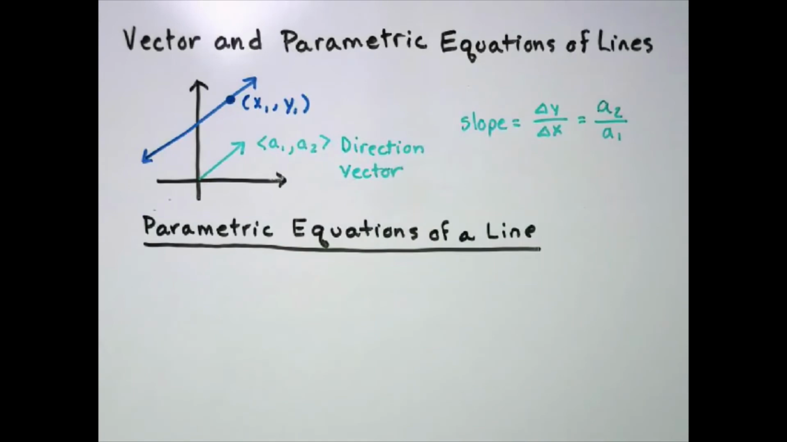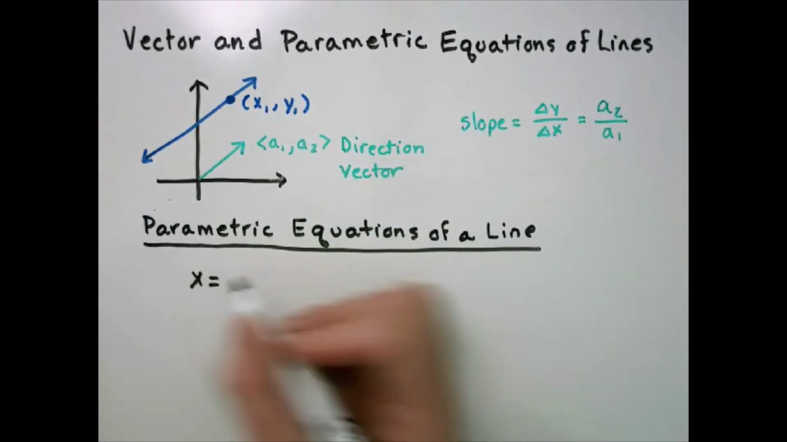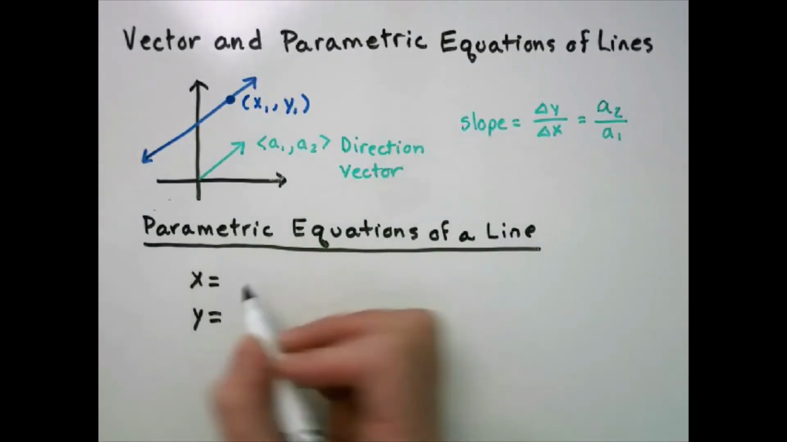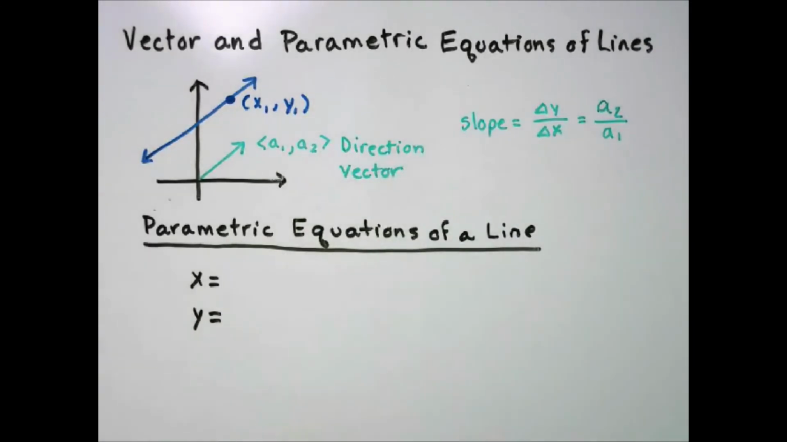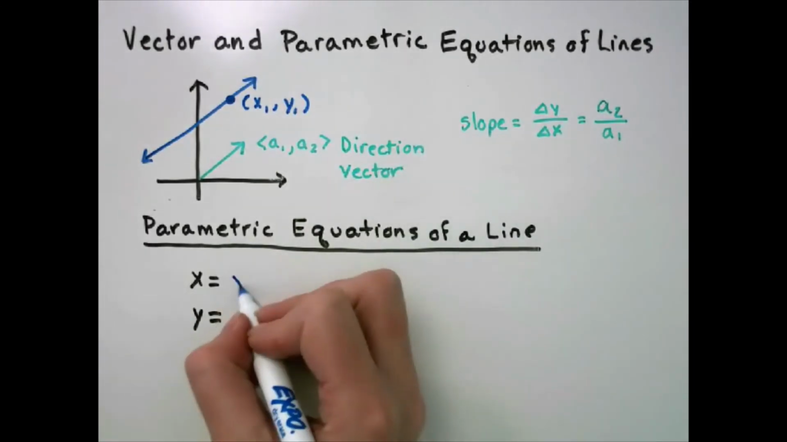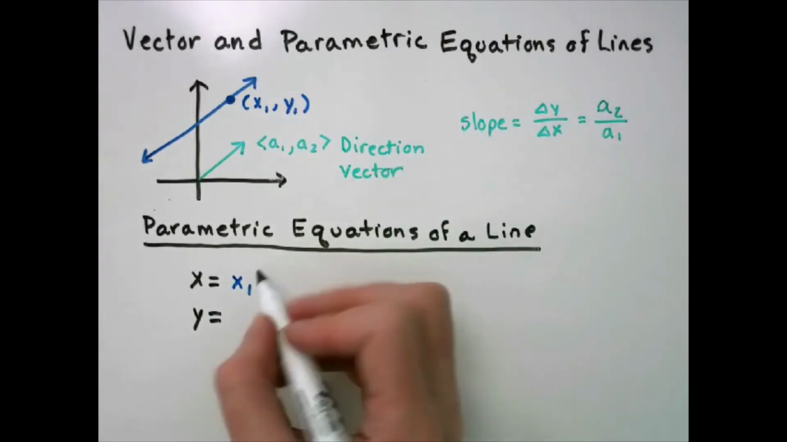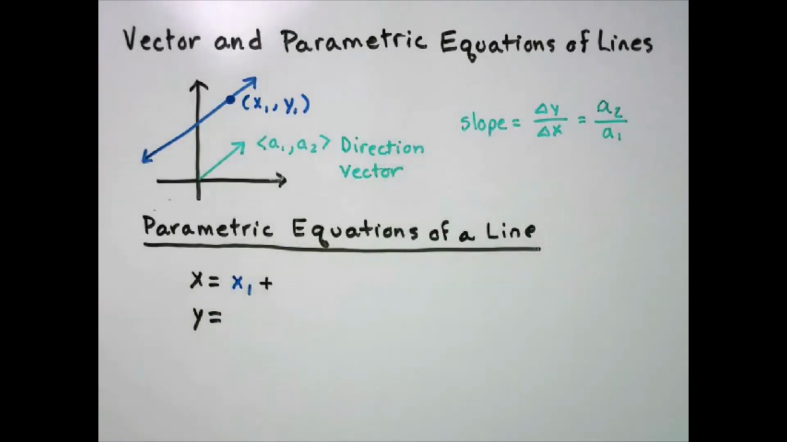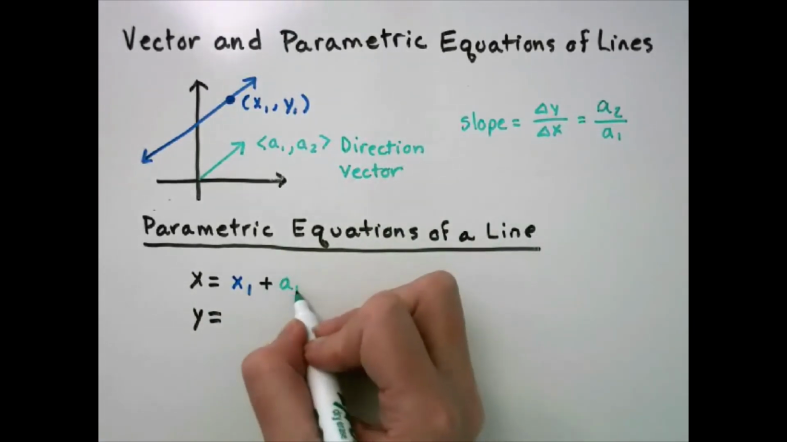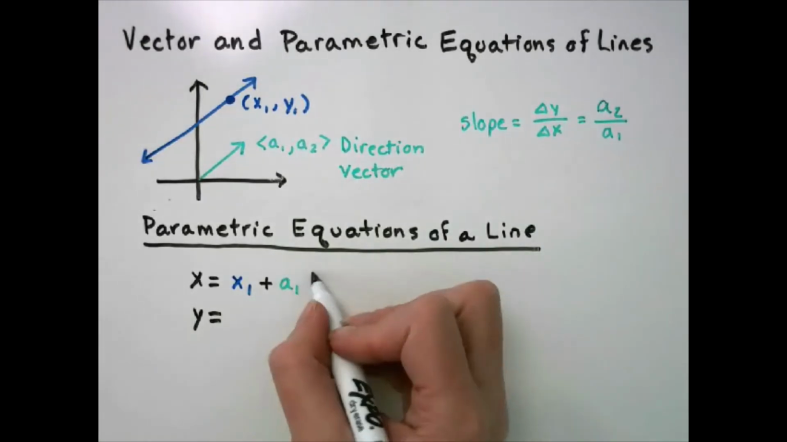Next up are the parametric equations of a line. We're going to use these a lot more frequently. So the parametric equations, we're going to have an x equals and a y equals. For the x, we're going to take our x point that we know and add our change in x for any given t.